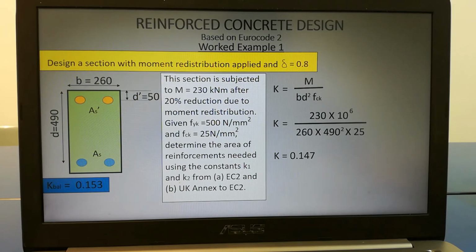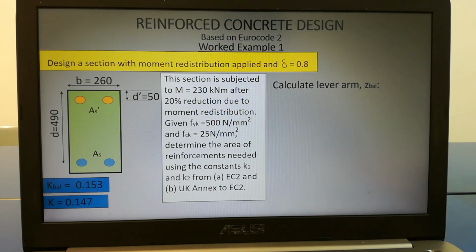The answer is 0.147, exactly the same as the previous section, simply because we use the same variables. Which is smaller than 0.153, the value of K balance that was calculated earlier. This means compression reinforcement is not required. We store the value of K at the bottom left and move on to calculate the lever arm.